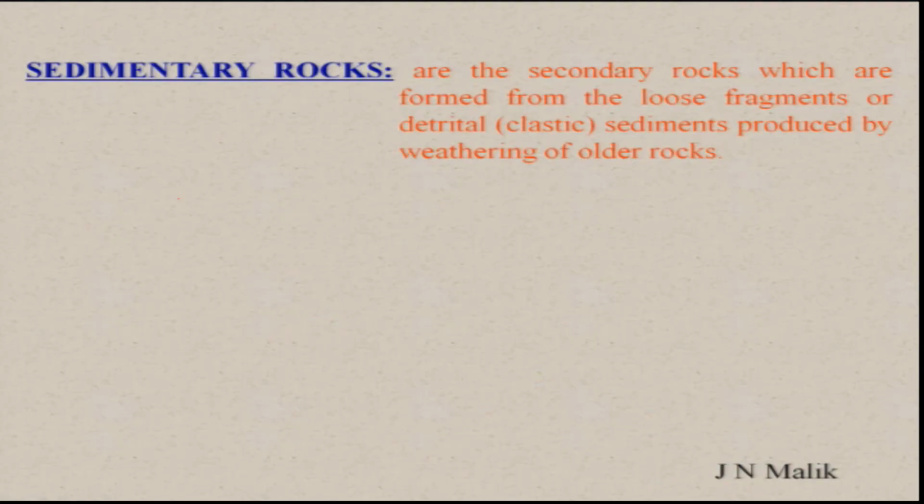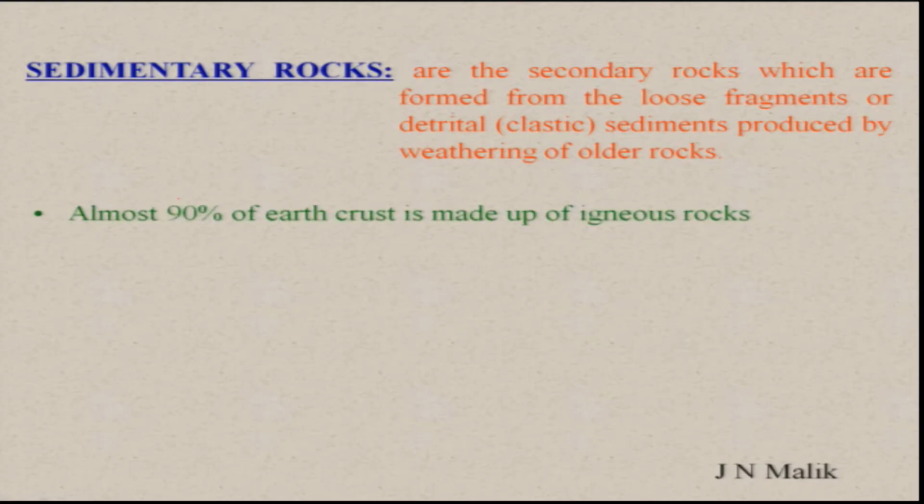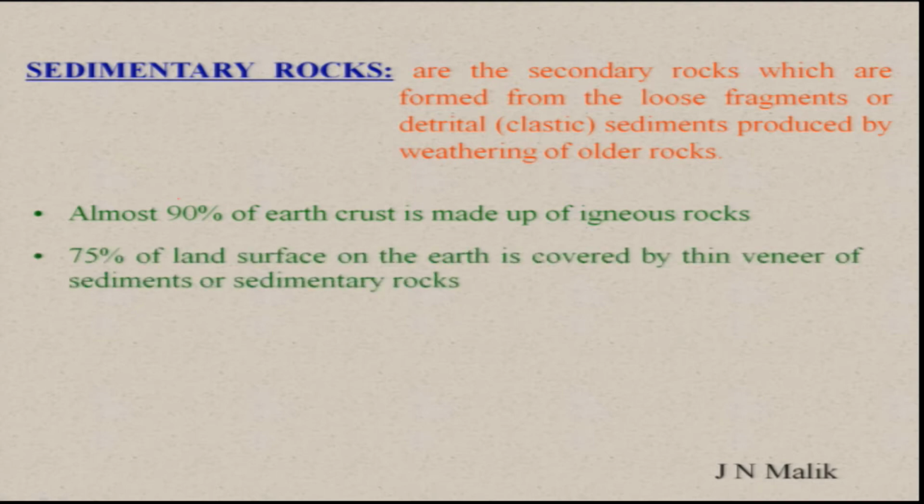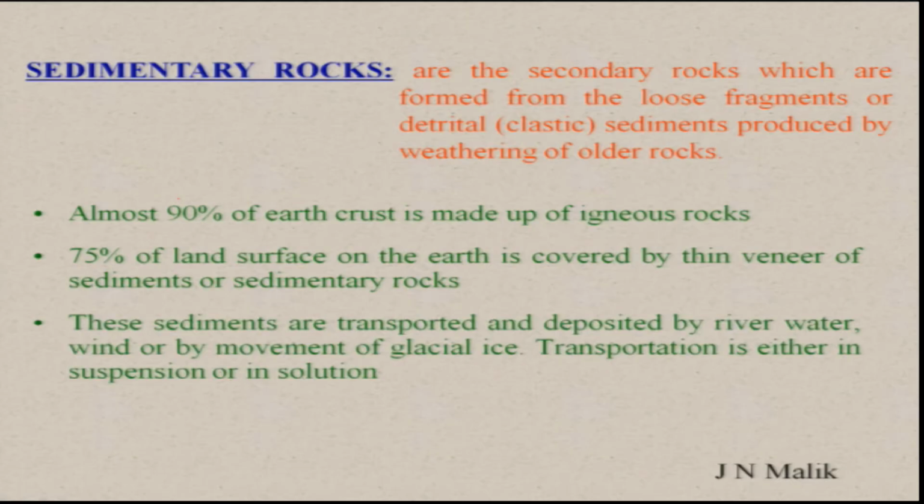So, sedimentary rocks are the secondary rocks, because the primary rocks are the igneous rocks. These are the secondary rocks which are formed from loose fragments or detrital, or smaller clasts, of sediments produced by weathering of older rocks. Almost 90% of the earth's crust is made up of igneous rocks, and 75% of the land surface is covered by a thin veneer of sediments or sedimentary rocks. These sediments are transported and deposited by river water, or by wind, or by the movement of glacial ice. So, these are the agents which will transport and deposit.